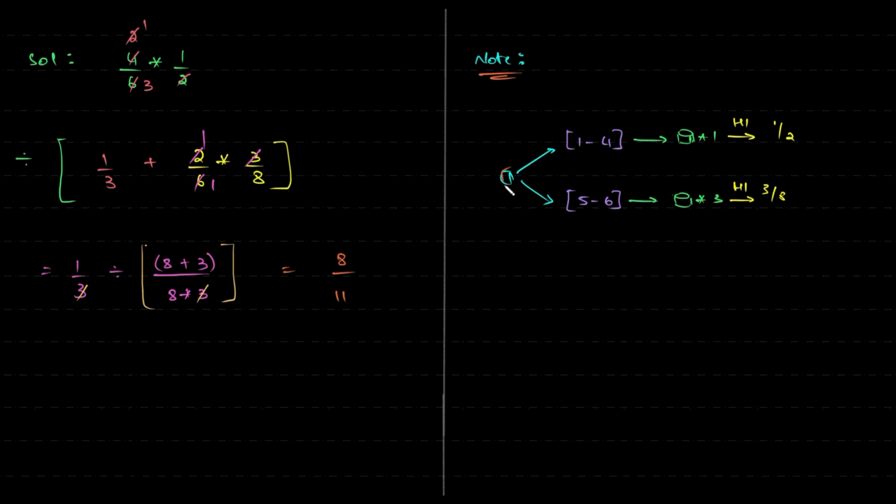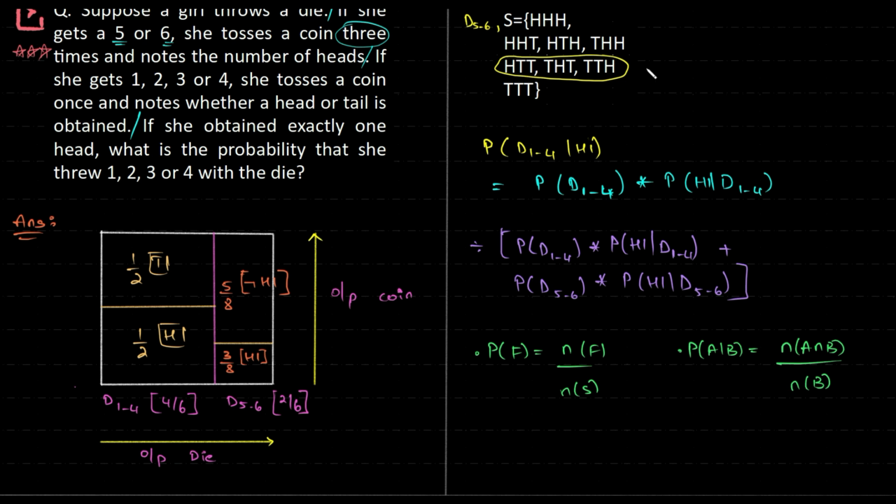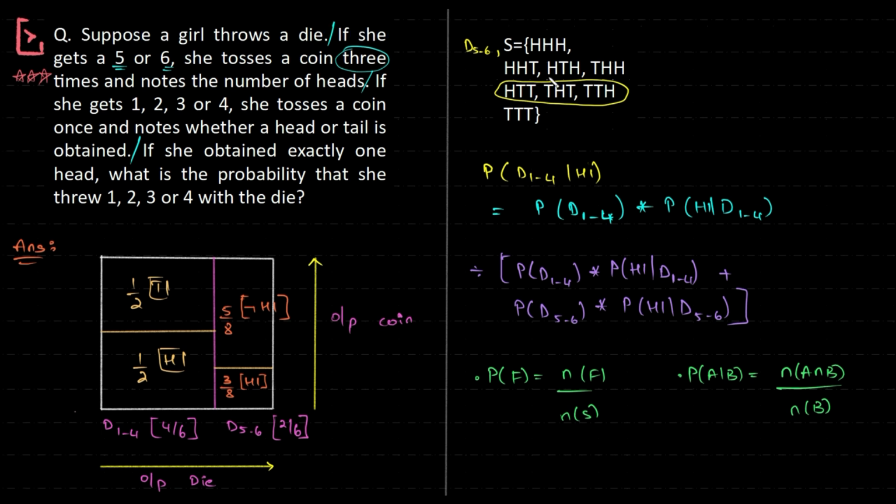We are throwing a die. So us getting 1 to 4 or 5 to 6. This is 4 by 6 of the time. This is 2 by 6 of the time. And after this, we are tossing a coin only once and tossing a coin 3 times over here. So head only once is the question. So it's half the time. Over here it is 3 by 8 of the time. For this 3 by 8, you can just have a look at this particular sample space. You will get to understand it is a 3 out of 8 chance. Okay, so this is the entire answer.